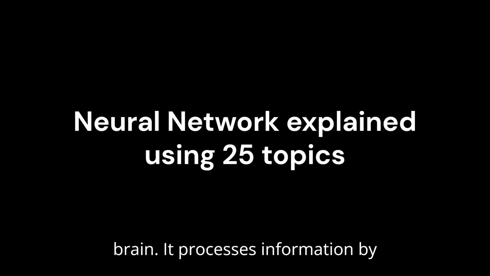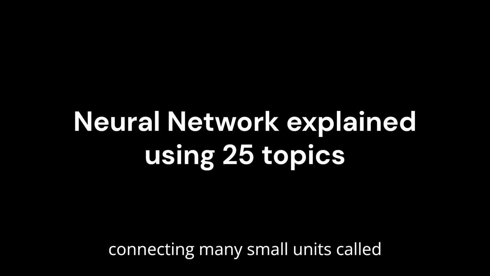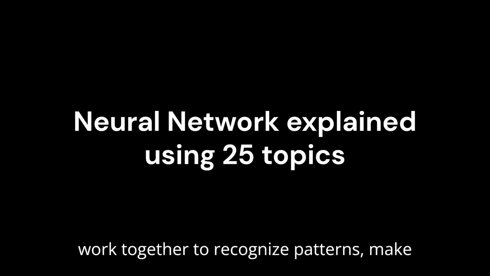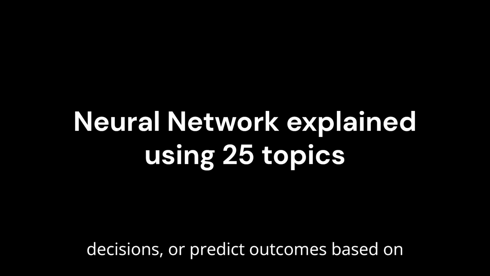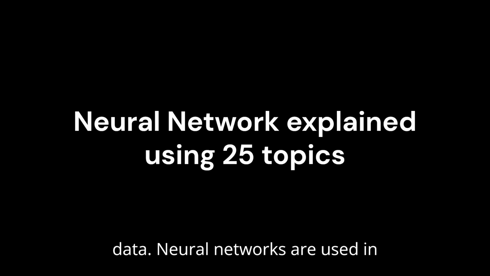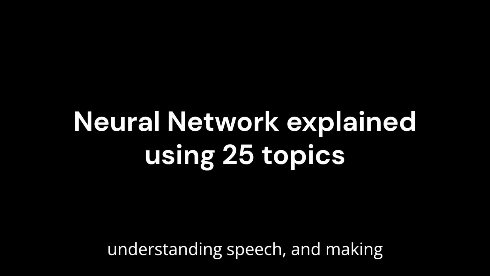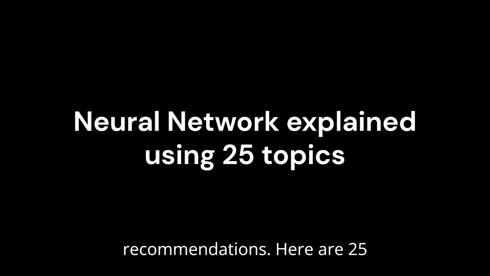It processes information by connecting many small units called neurons in layers. These neurons work together to recognize patterns, make decisions, or predict outcomes based on data. Neural networks are used in tasks like recognizing images, understanding speech, and making recommendations.